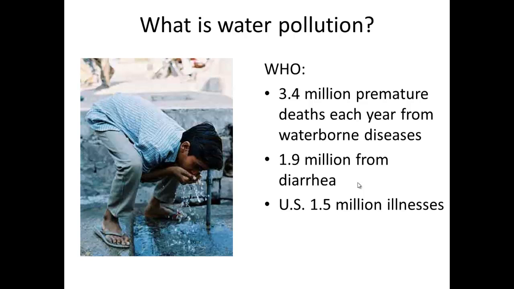So not only is water a limited resource, the fresh water that we do have is often polluted. According to the World Health Organization, 3.4 million premature deaths occur each year from waterborne illnesses, 1.9 million from diarrhea, and in the U.S. it's estimated that there are about 1.5 million illnesses per year. And in terms of the major rivers, about half are heavily polluted.